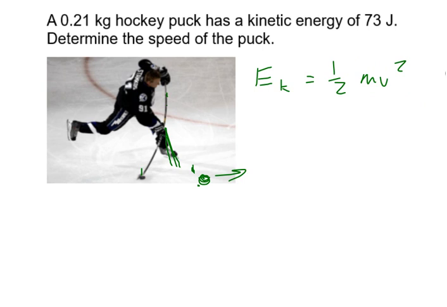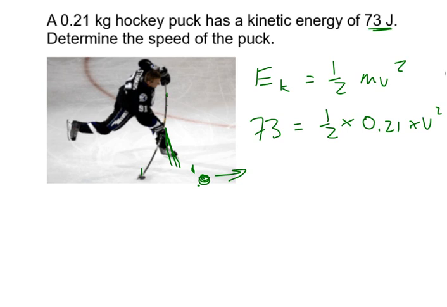So I'll start plugging in some numbers. 73 joules goes right here. The 1/2 goes right there. And I do know the mass number. The mass number is 0.21, and it's in kilograms already, so we're good. What I don't know is v squared. Let me show you a couple of different algebra ways that you can solve for v squared.